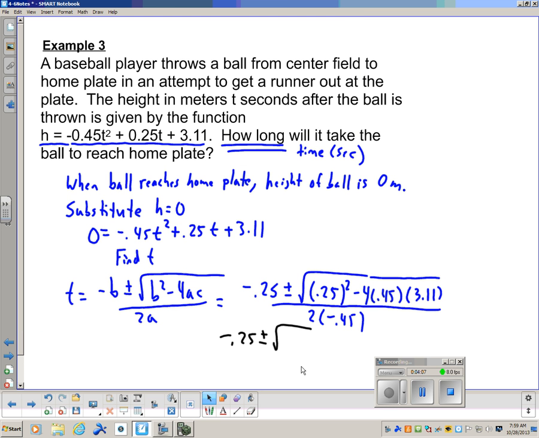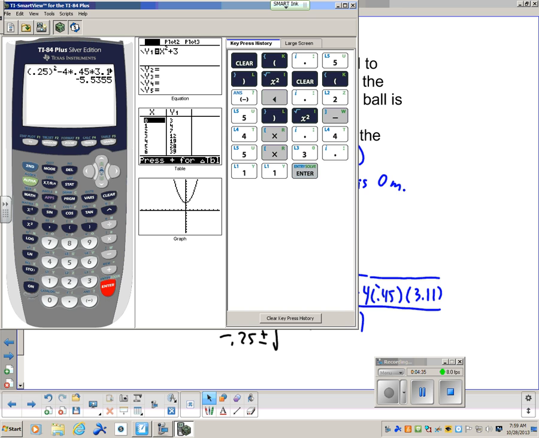Something's wrong. Let's double check here. Did I write the formula down? Yes. b squared minus 4 times a times c. And I end up getting a negative. Oh, I see. I forgot to put the negative in here. It's a negative 0.45. So I'm going to put the values in here correctly.